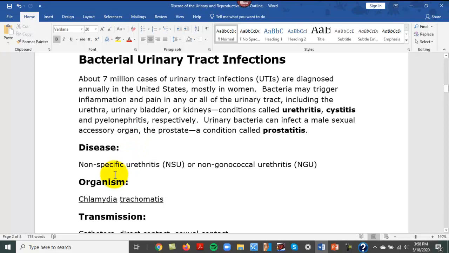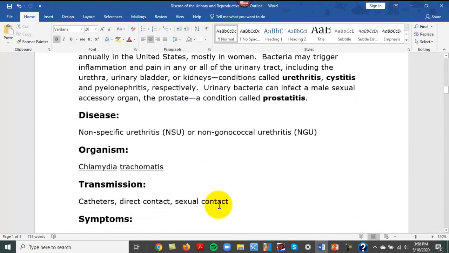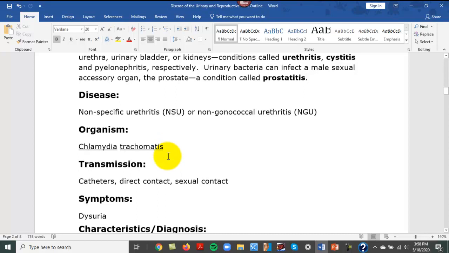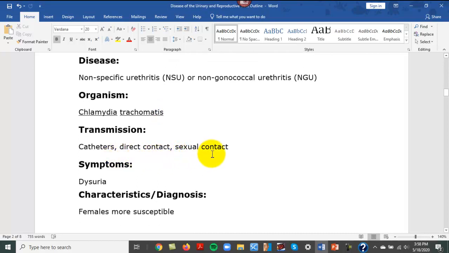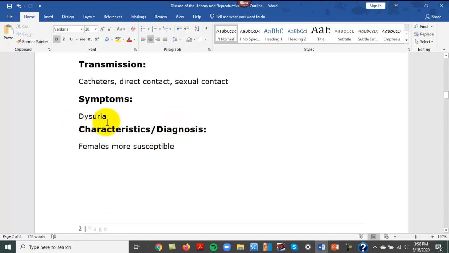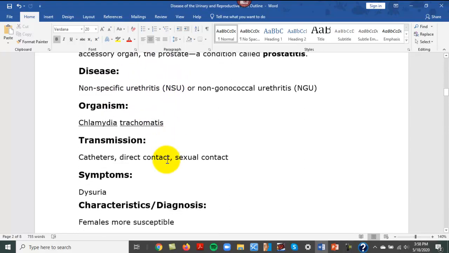Disease: nonspecific urethritis, the inflammation of the exit of the bladder, with most pain like that burning kind of pain. Non-gonococcal urethritis is caused by Chlamydia trachomatis, catheters, direct contact, sexual contact. Chlamydia trachomatis is a bacterial infection. You've probably heard of chlamydia. Dysuria means painful urination, and since females are more susceptible, it has to do with the length of the urethra. But this is a pretty common type of disease.